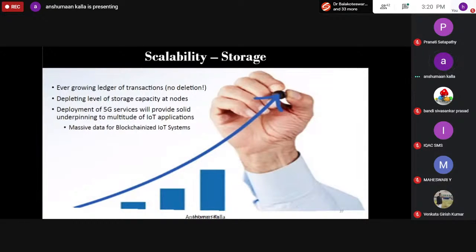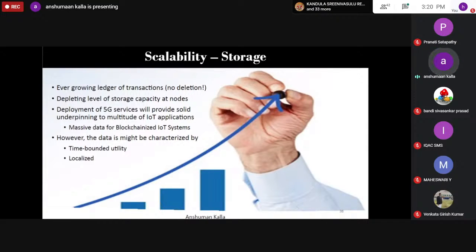So the deployment of 5G services will provide the underpinning for a multitude of IoT applications. But again, the more underlying infrastructure you have, the more data the users will be able to produce. And if you have blockchain-based applications or blockchain-based IoT systems, then since blockchain does not allow deletion, you will have more and more requirement for storage capacities, right?